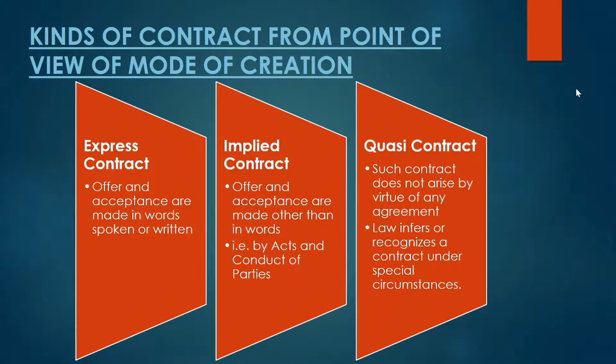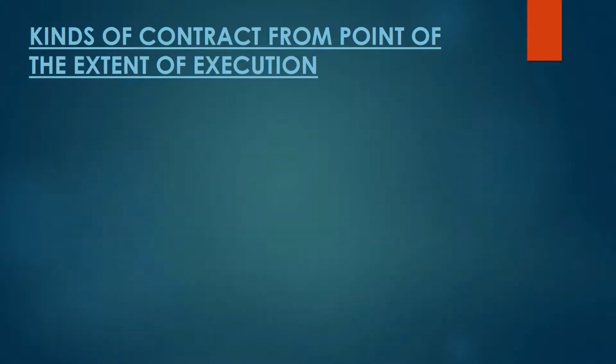You are obligated in spite of no agreement between you and the true owner, right? In fact, you don't know who the true owner is, right? But still, law binds you under a contract to find the true owner. Such contracts are called quasi contracts. I will discuss these quasi contracts in detail later. Okay.